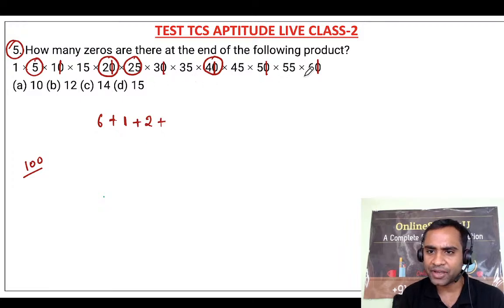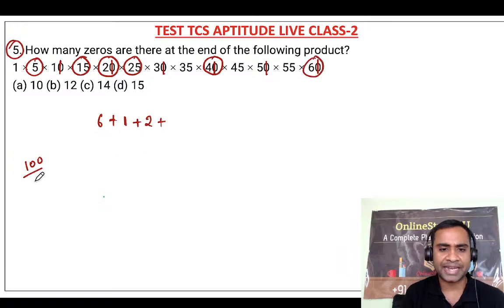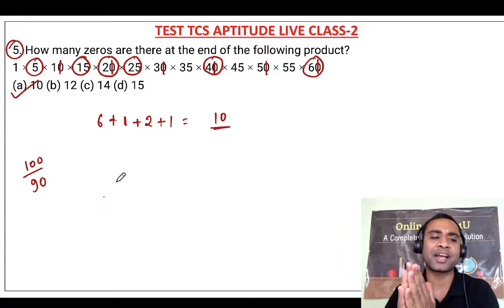And then we can see if we are able to... okay, and then 15 into 6 will be 90, one more zero we will get. So total 10 zeros we will get if we multiply the complete number.